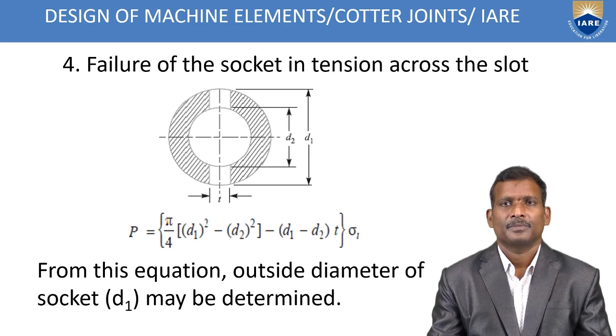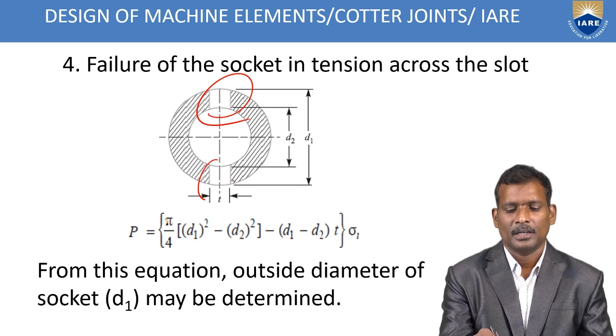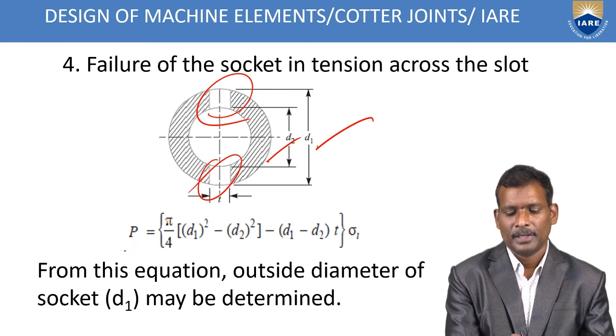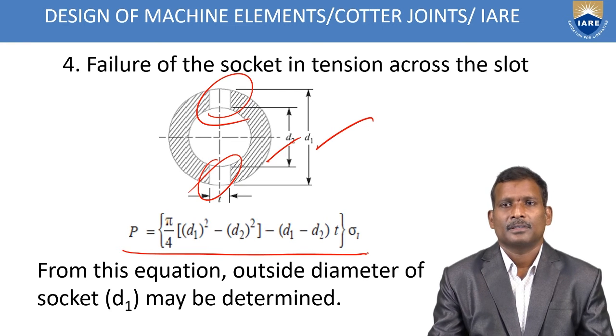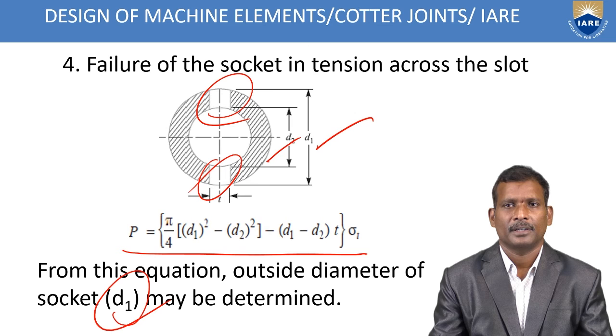Next, the fourth one: failure of the socket in tension across the slot. What are the dimensions? D2 and D1. Apply this empirical relation, and by using this equation you may calculate D1, the outer diameter of the socket.